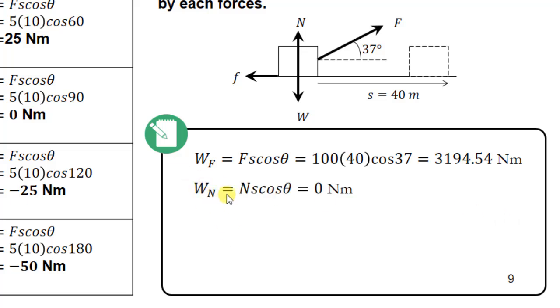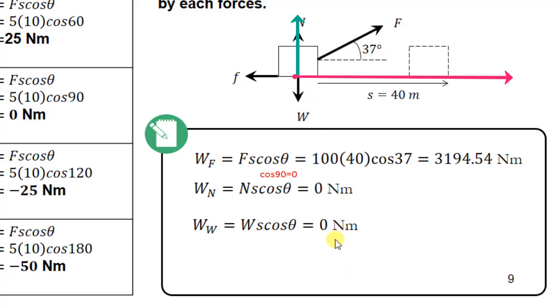If you refer to the diagram, the normal force is acting perpendicularly upwards. Anyhow, the displacement vector is pointing to the right. So the angle between the normal force and the displacement is 90 degrees. Cos 90 will equal 0, so the work done by the normal force is 0 Newton meter. Work done by weight will be W s cos theta. So again, the angle between the displacement vector and weight is 90 degrees, so the work done by the weight is 0.